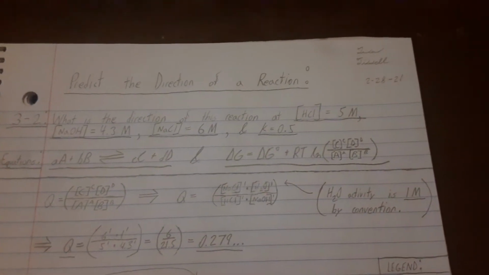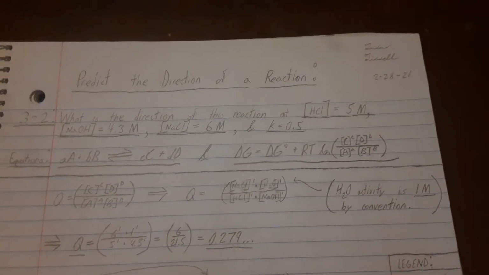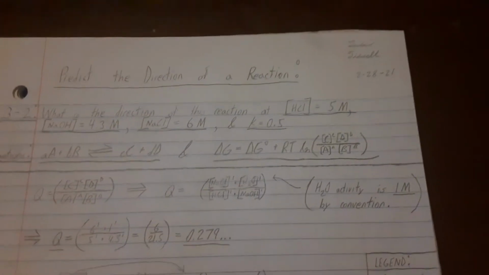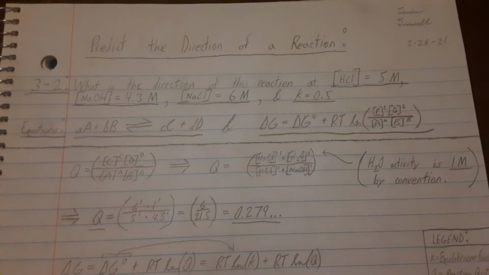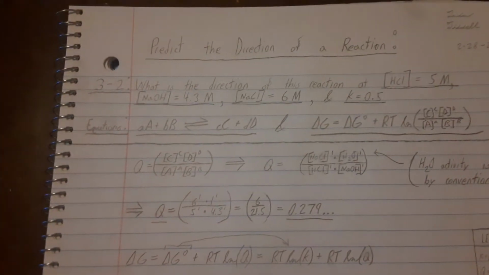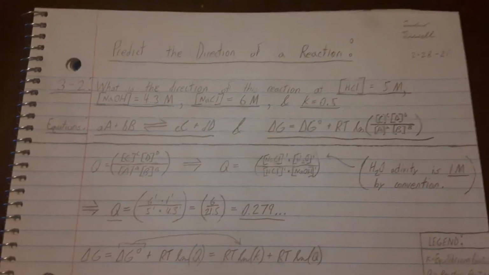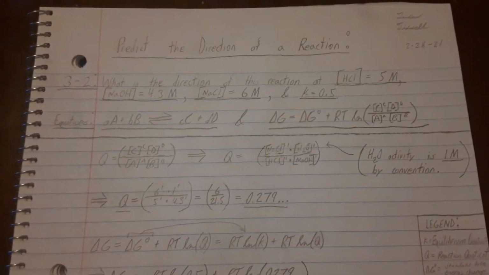What is the direction of this reaction at HCl equals 5 molar, NaOH equals 4.3 molar, NaCl equals 6 molar, and K, which is our equilibrium constant, equals 0.5. Here are the equations that we're going to have to use in this problem. Okay, firstly, we need to figure out what's going on here.